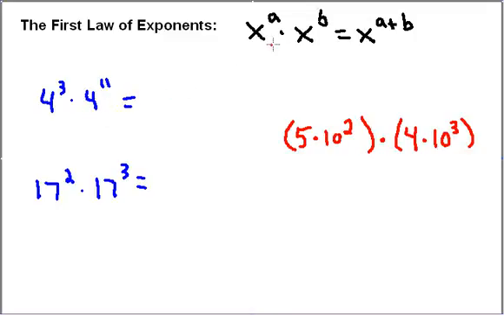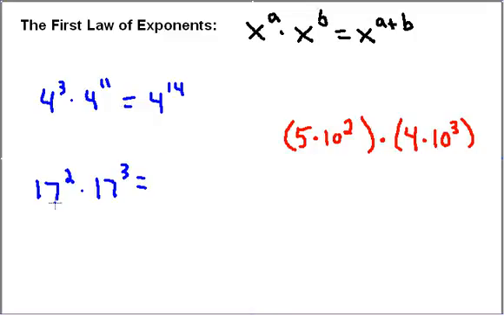So that corresponds to our first law of exponents. We have the same base in both of these numbers that are being multiplied together. With that being the case, we keep the same base for our answer. So the question is then 4 to the third times 4 to the 11th equals 4 to what power? Well, since we have the same base, we add our exponents together. 3 plus 11 is 14. So 4 to the third times 4 to the 11th equals 4 to the 14th.